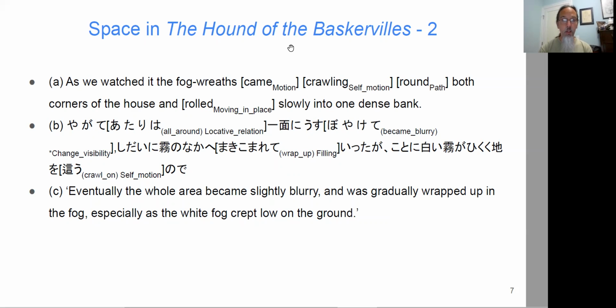So as far as we know, this is not a typological pattern that has been outlined and has not been profiled as a difference between Japanese and English.